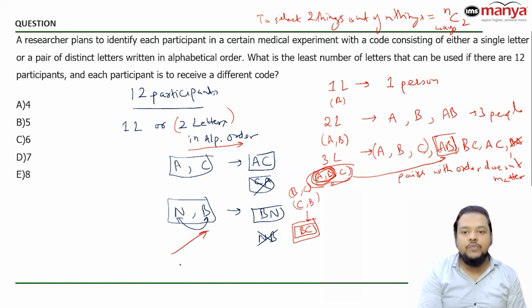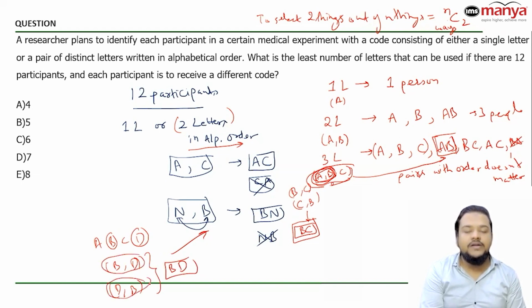I will give you one more example. Let's say there are letters A, B, C, D, and you want to choose B and D. Now, if you choose B or D first, it does not matter, because in both cases the code will be BD only. Hence, order of selection does not matter. Whatever order you choose, there will be only one way accepted. That's why we are using nCr.